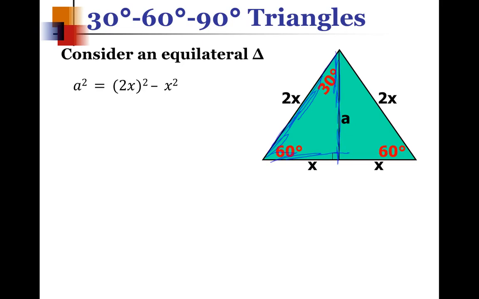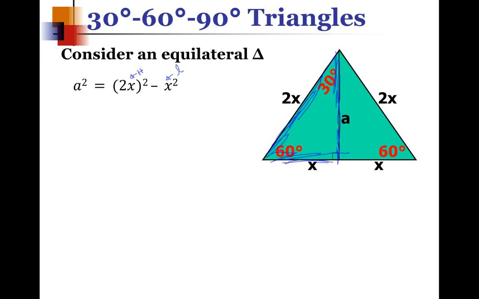We're going to work with that right triangle. So a squared equals 2x squared minus x squared, right? So this right here was the hypotenuse, and this was one of the legs. So we did the hypotenuse squared minus one of the legs squared is going to give you a squared.